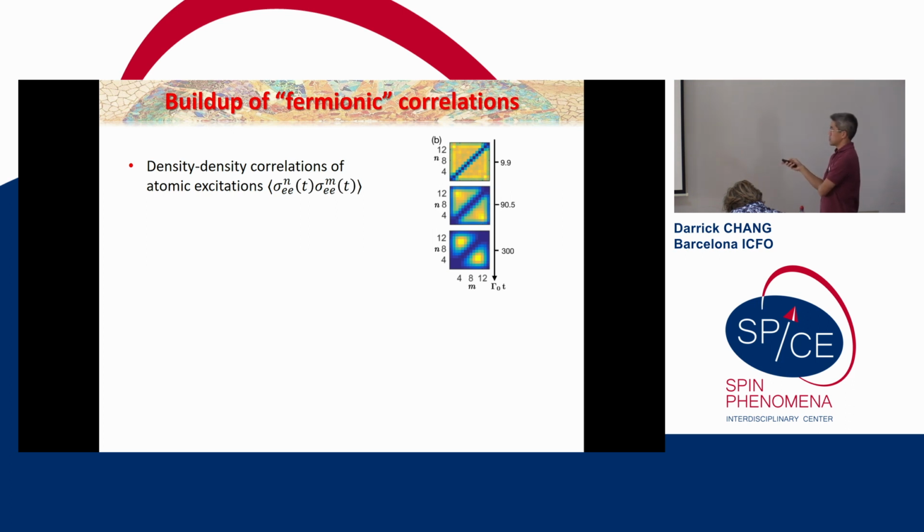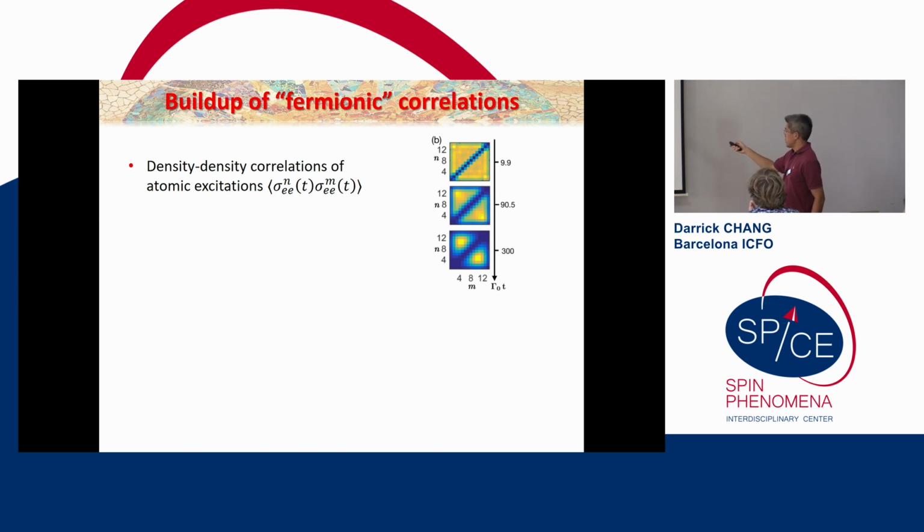Actually, another interesting effect is when you look as a function of time, you can look at not just population, but density-density correlations. In other words, if I know that atom M is excited, what do I know about the relative probability of another atom N being excited? So what I'm plotting here are different snapshots of these density-density correlations as a function of time evolution. At early times, you basically see it's featureless. One atom being excited doesn't tell you about another atom being excited. Along the diagonal, of course, this is 0 because a single atom can't be excited twice.